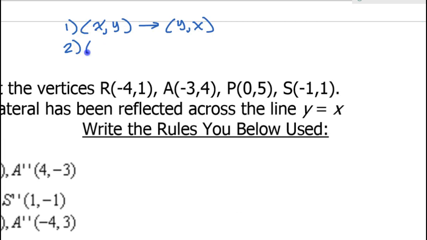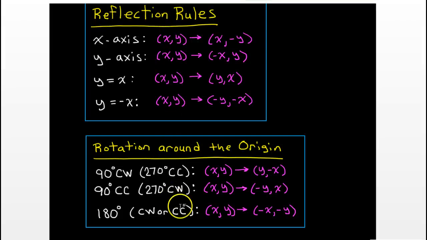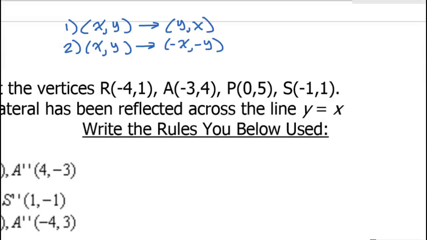Well, when you rotate 180 degrees, all you do is change the signs. You don't reverse the coordinates or anything. You just change the signs. So (x, y) becomes (negative x, negative y). All right, so you have to memorize things like that. You have to memorize everything on this list. And we just did this one and this one. All right, so with that in mind, let's get started.